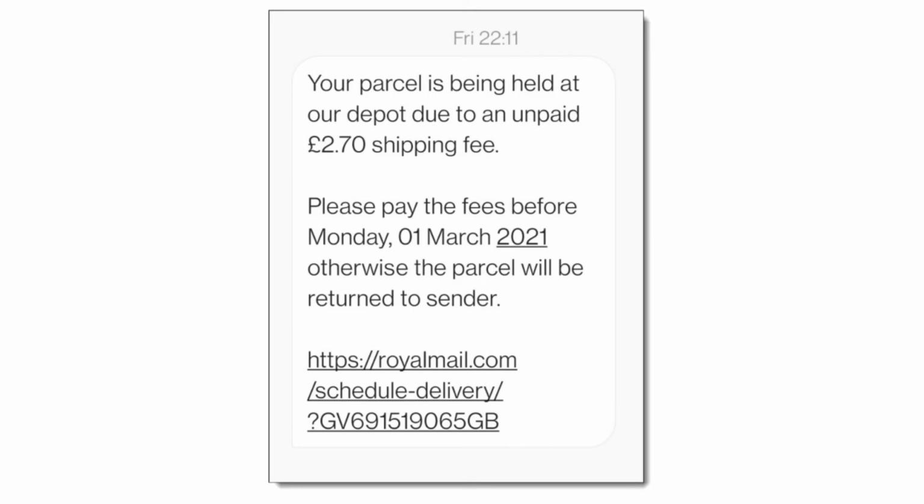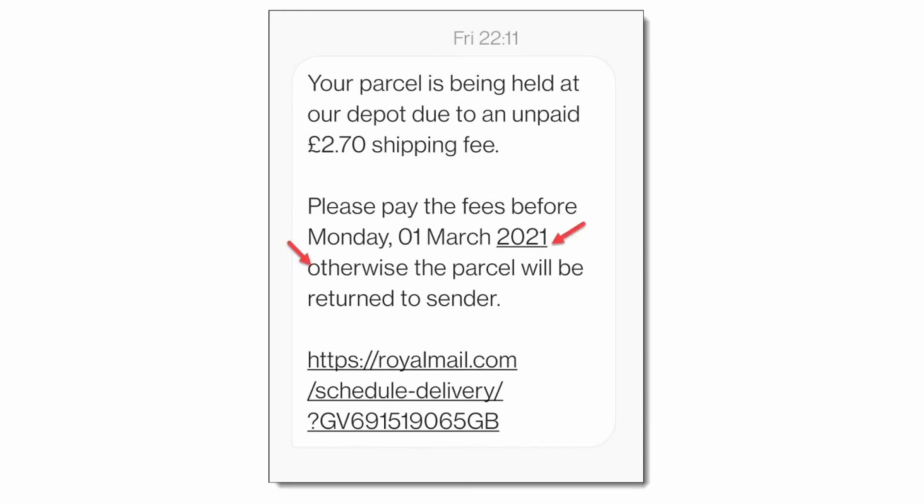And it says, your parcel is being held at our depot due to an unpaid £2.70 shipping fee. Please pay the fees before Monday, the 1st of March 2021. Otherwise, the parcel will be returned to sender. And then it's got the royalmail.com website address. So that looks authentic, doesn't it?